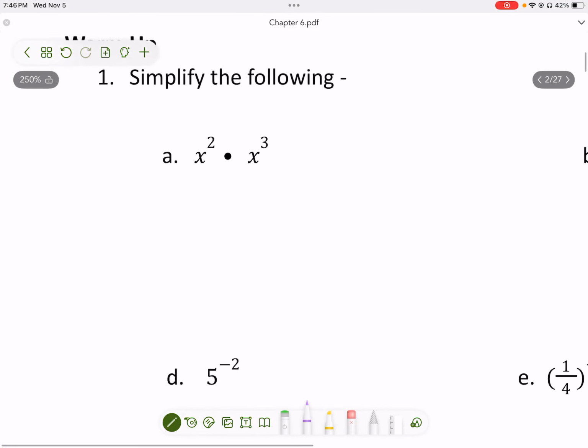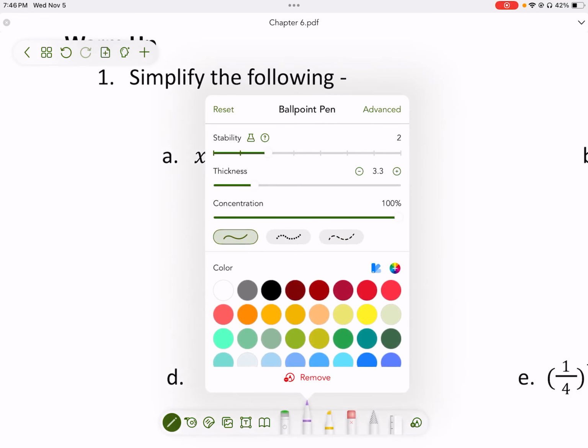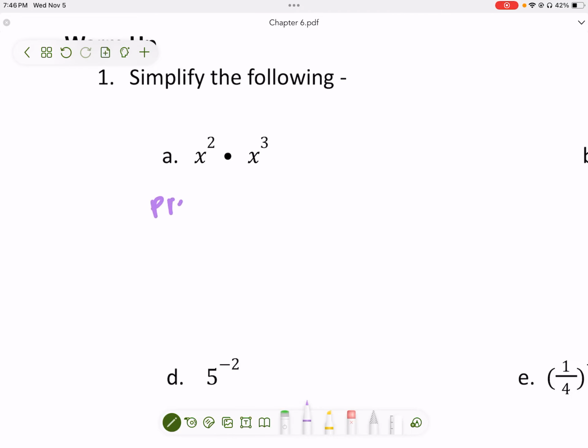Okay. Now, all of these say to simplify. There's a couple different rules. This one is the product rule. And let me show you what happens with the product rule. So let's say that there was like a 4 right here and a 5 right here. I think that helps kind of show the product rule.